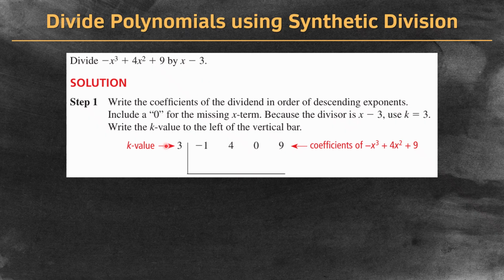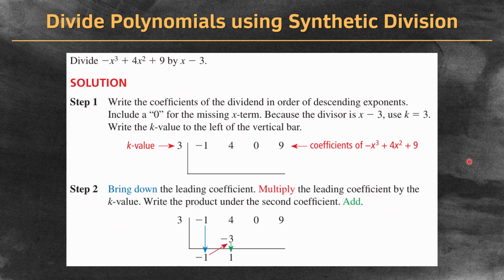So write the 3 and write the coefficients of the dividend. So for the x cubed, we have negative 1. X squared, we have 4. X, there's nothing, so we're going to write 0 and constant 9. All right, so once you write it, what are you going to do? The very next step, you bring down the leading coefficient, which is the very first coefficient. So we bring down the very first coefficient, and what do we do?